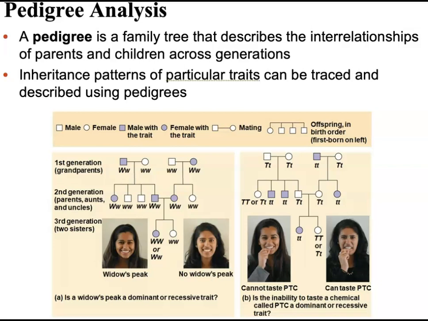Quickly, notice the individual in the third generation with widow's peak. Can you tell what the genotype for this individual is? We know that they have the trait, which means that they carry a dominant big W allele. However, there's not enough information to figure out whether this female would be homozygous dominant or heterozygous. Can you figure out a way that we'd be able to tell?